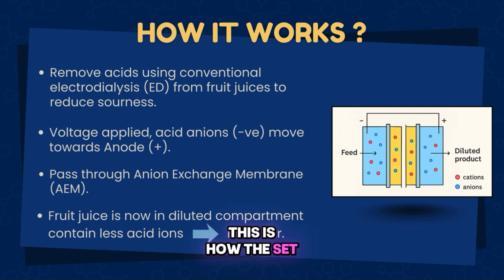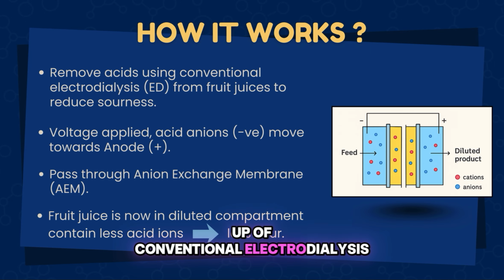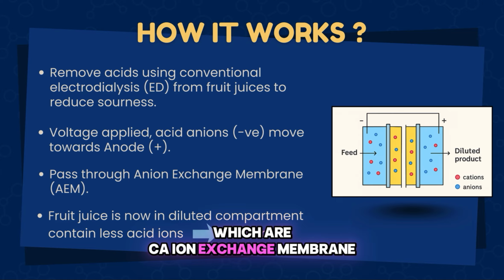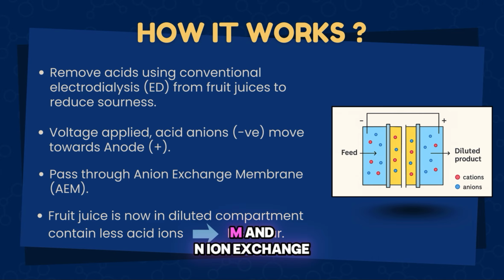This is the setup of conventional electrodialysis. The juice is placed in a compartment between two specialized membranes, which are the cation exchange membrane (CEM) and the anion exchange membrane (AEM). The CEM only lets positive ions through, while the AEM lets the negatively charged ions pass through.